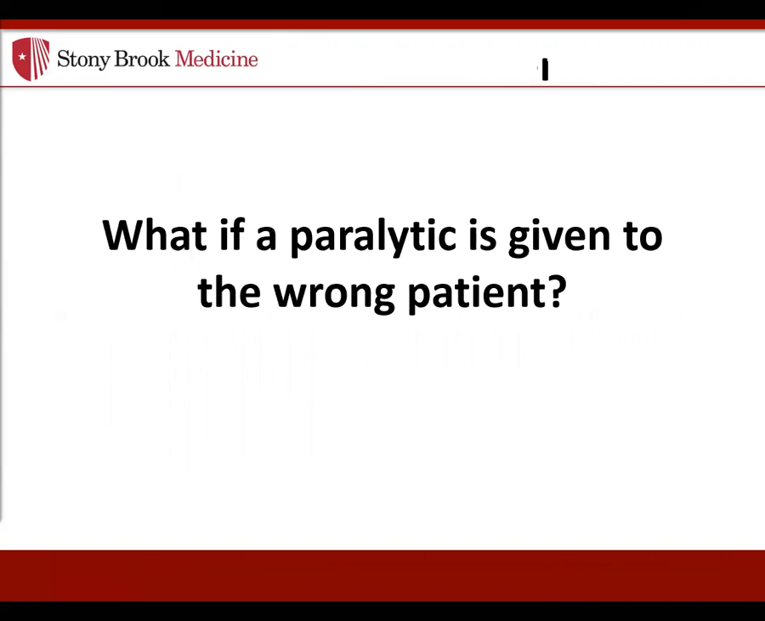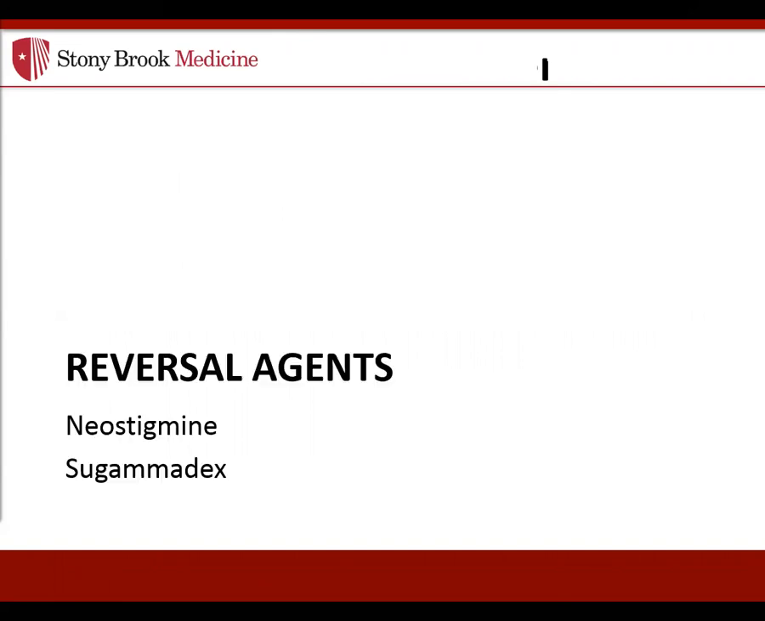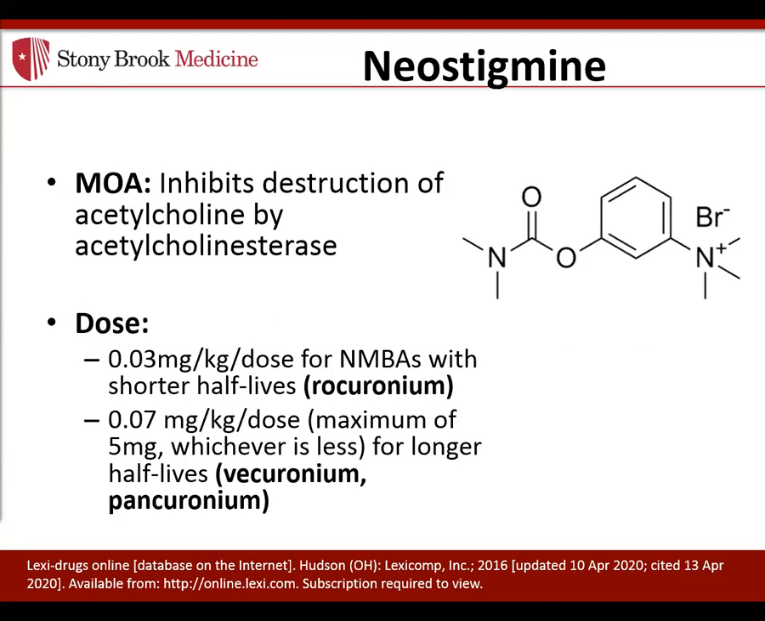So even with all of these safeguards in place, errors can and have occurred. So what should you do if you give a paralytic to the wrong patient or to someone who is not mechanically ventilated? So we happen to have several agents available to reverse the effects of neuromuscular blocking agents. So our first reversal agent is neostigmine.